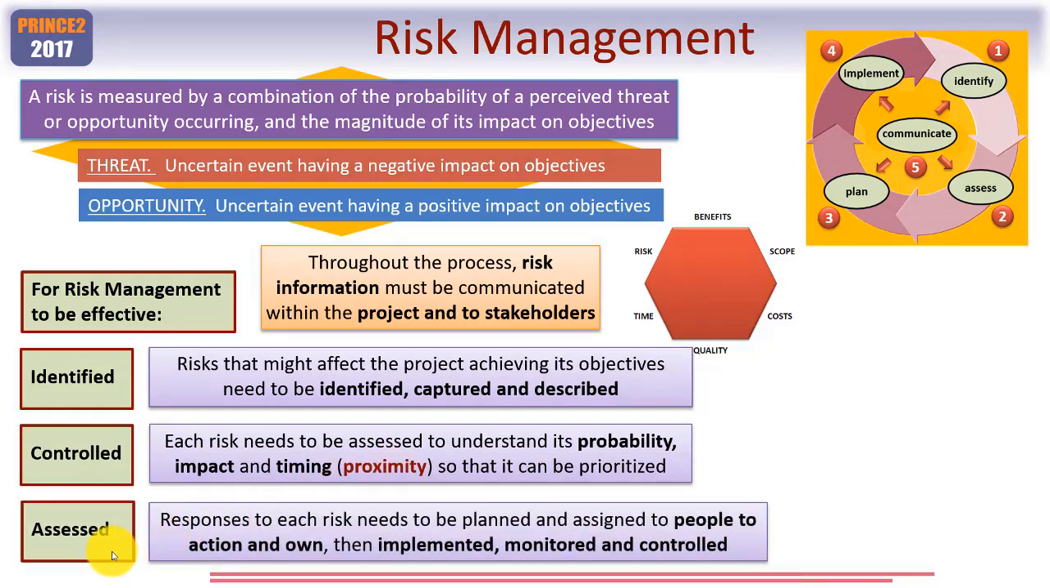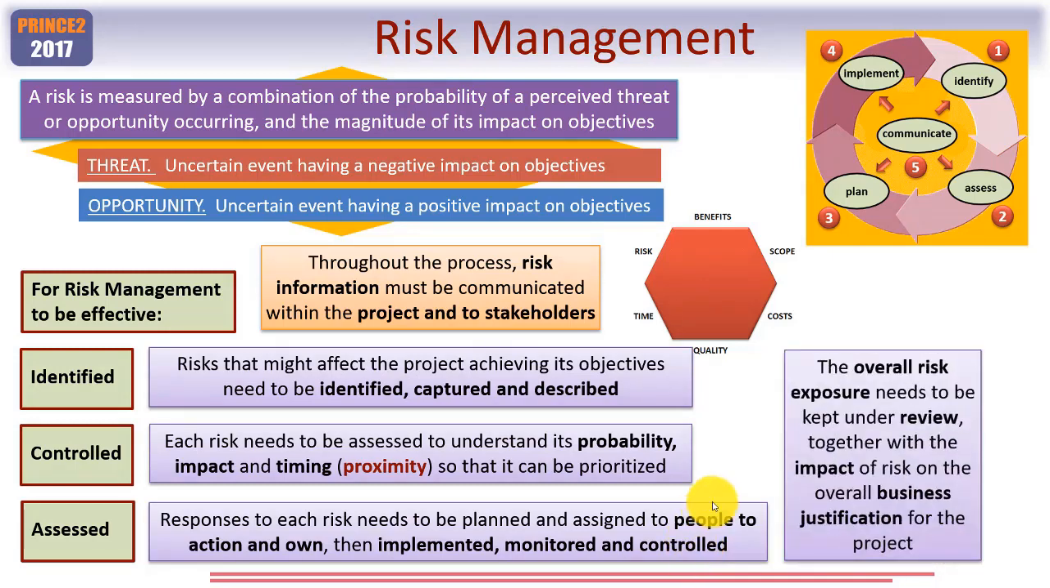The third step is assessed. This is where you determine what responses you can make to each risk, and each of these need to be planned, then assigned to people to action and own. It might be yourself, for example. Then such actions need to be implemented, and then the final step is monitoring how effective those actions are, and controlling them simply means modifying them if necessary in order to obtain the desired effect.